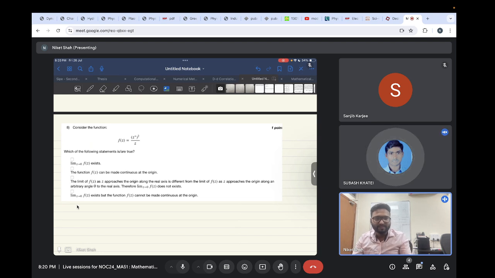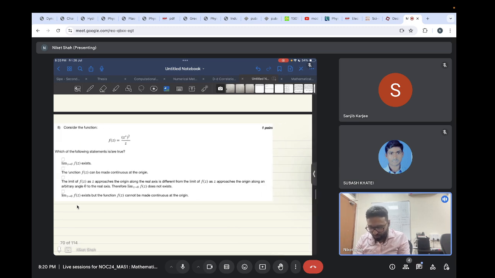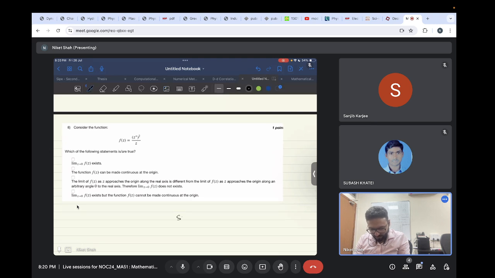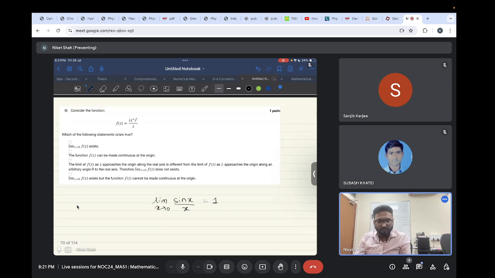For example, even if you have not understood, I'll just give a small example. This is a very standard example, you must know this. Sin x upon x, is this a continuous function? Its limit as x tends to 0, sine of x divided by x, is of course 1. But exactly at x equal to 0, this function is undefined, because it is a 0 by 0 form.